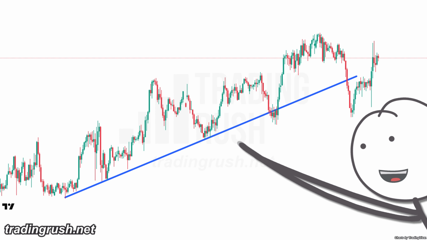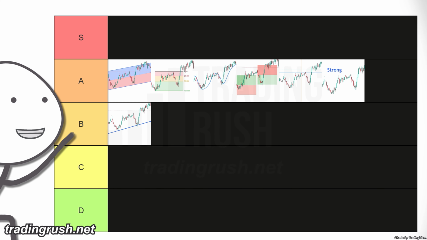Number 4. I don't draw trend lines that much compared to horizontal or vertical lines. So I will put the trend line tool in the B tier.